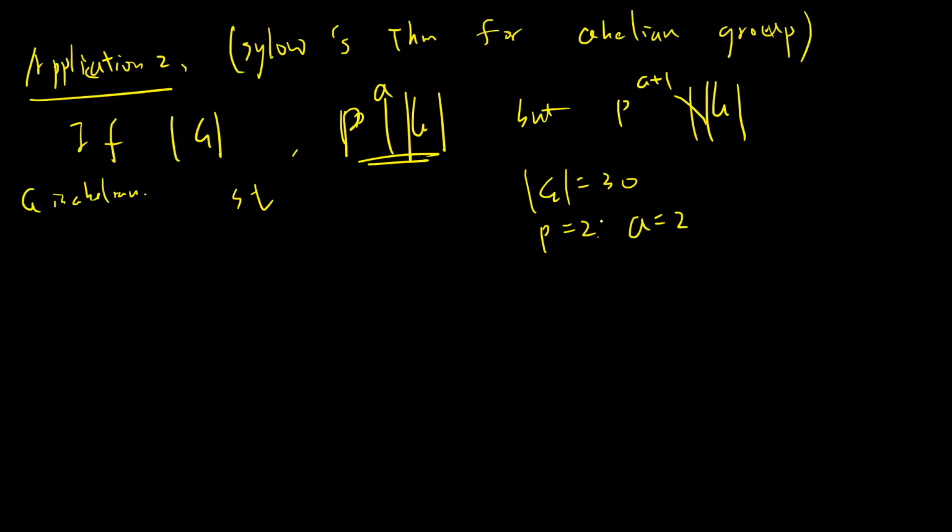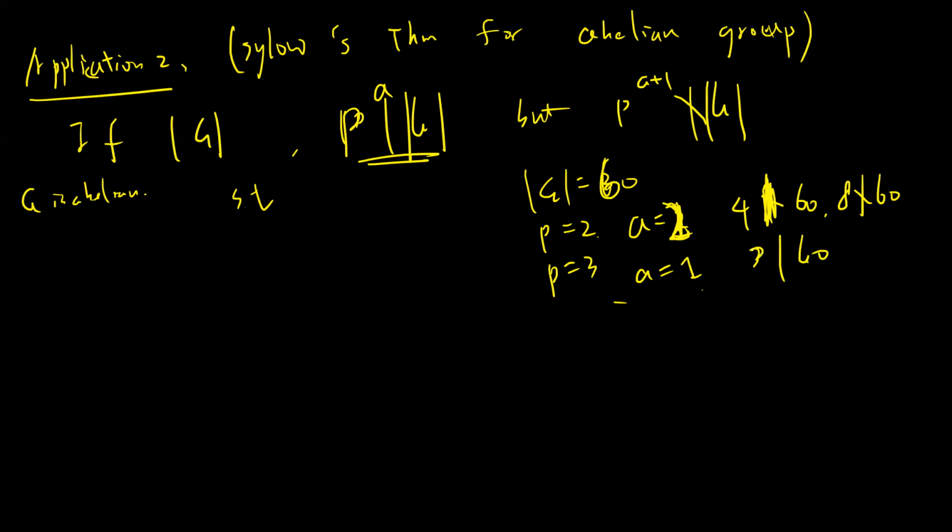Sorry, if G is 60, then A can be 2, because 4 divides 60, but 8 does not divide 60. But for P equals 3, A can only be 1, because 3 divides 60, but 3 squared does not divide 60. Okay.